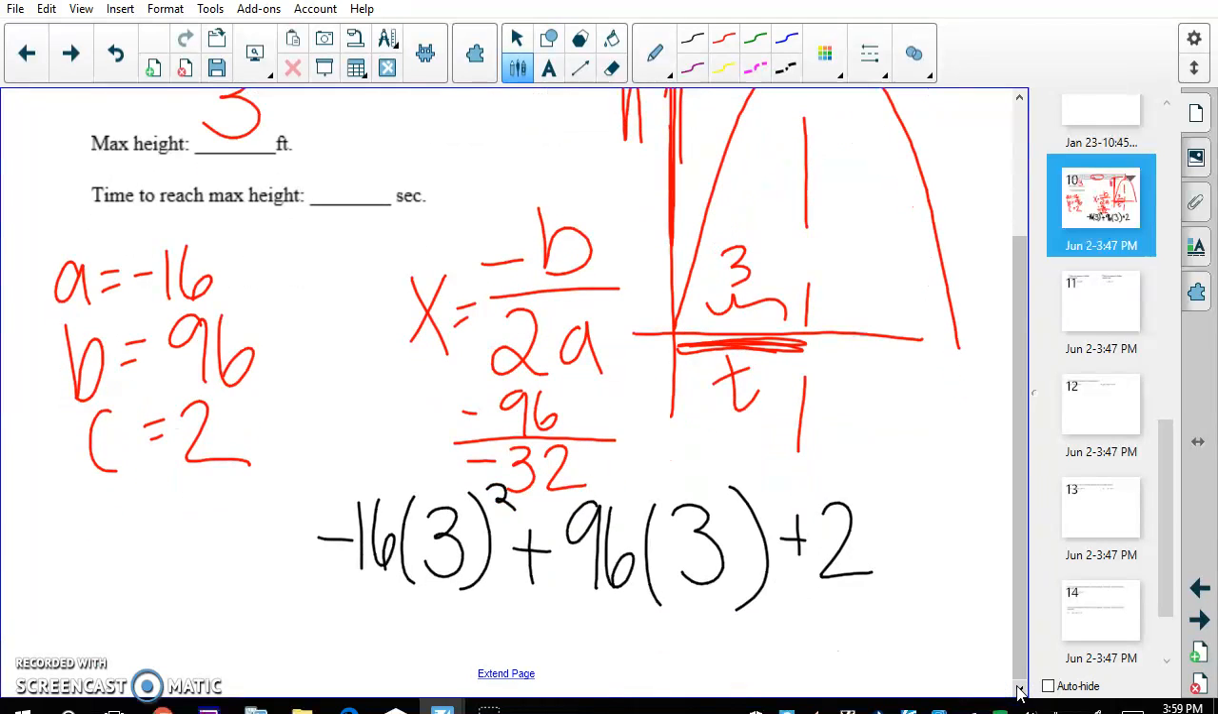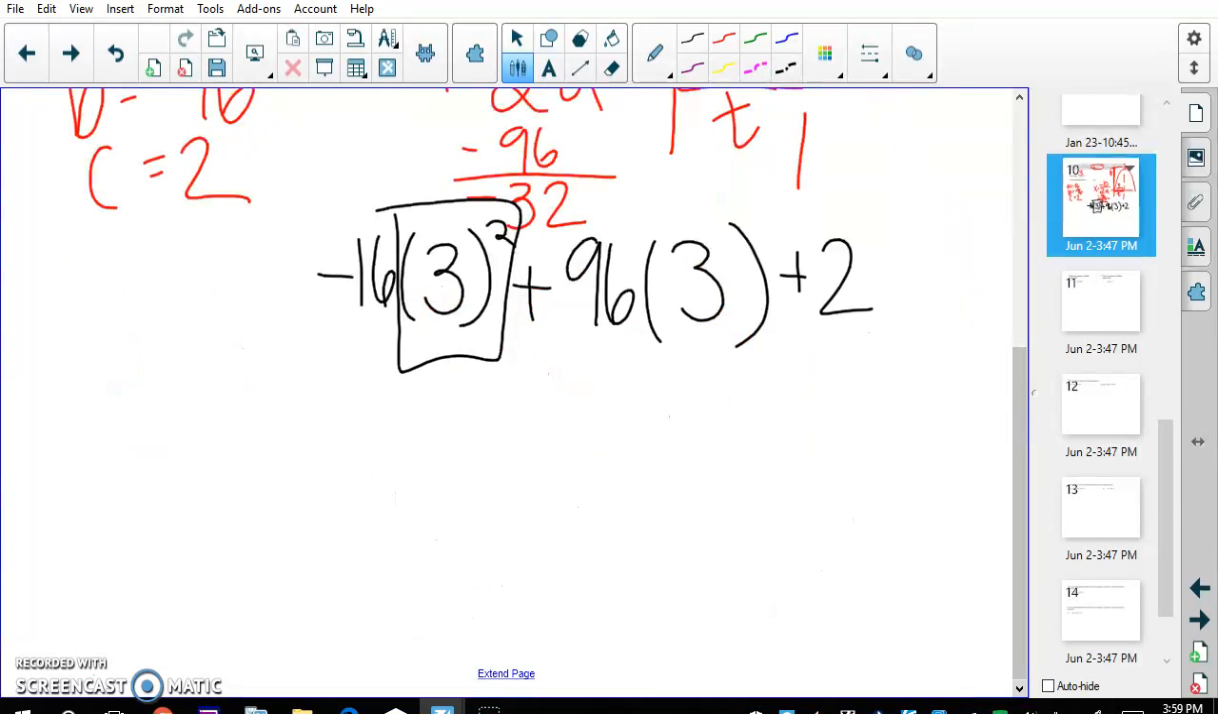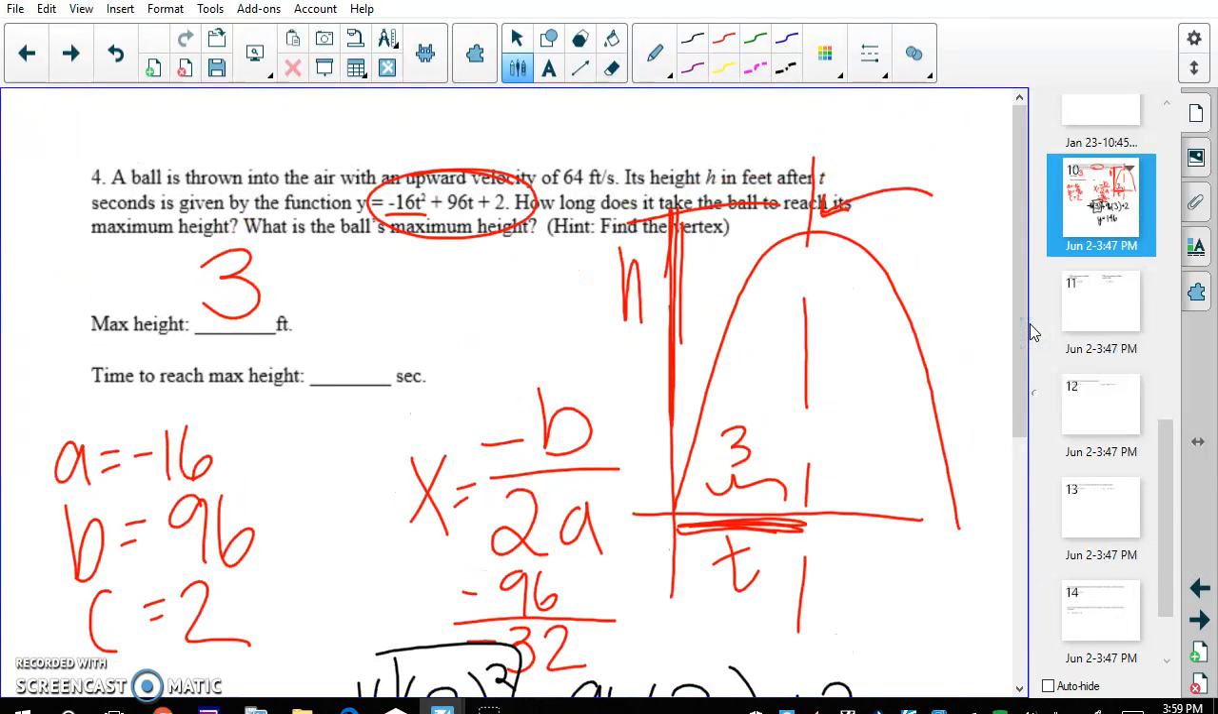So I take out my handy-dandy calculator. Now, here's what you need to know. You need to do the 3 squared first, so it's negative 16 times 9, not negative 16 times 3 all squared. So I'm going to type into my calculator negative 16 times 9 plus 96 times 3 plus 2. So that means my y is 146. So after 3 seconds, the height of the ball that is thrown is 146. So this might be a problem that you want to say, I think I need to write some stuff about that in my notes.